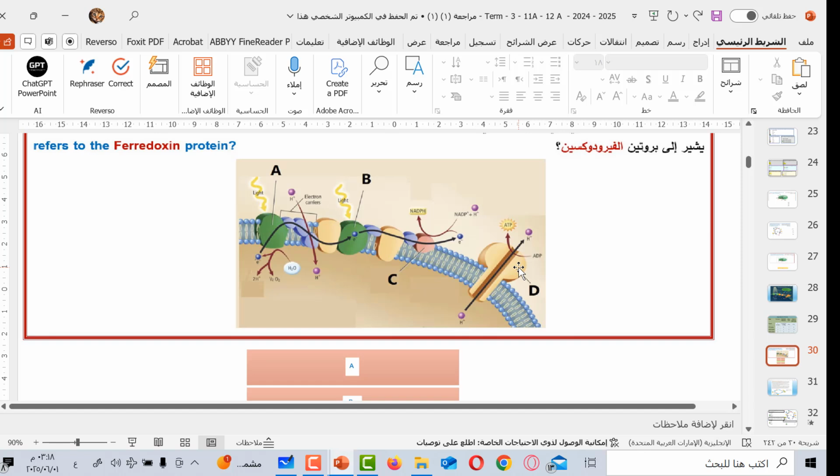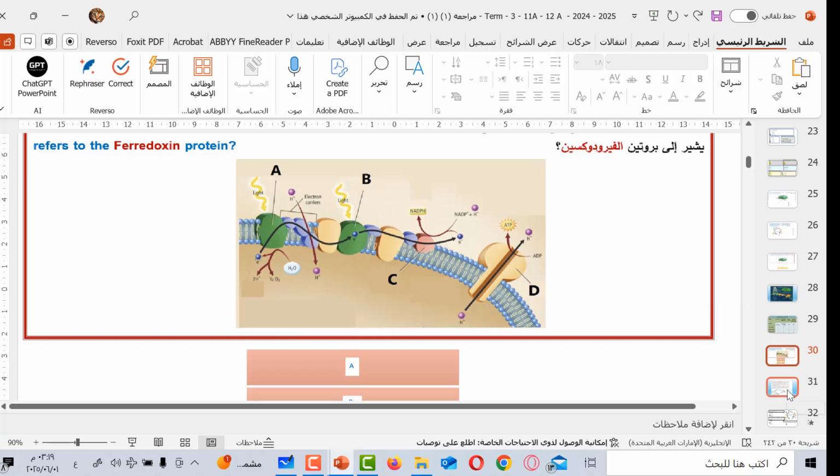ATP synthase, which uses the chemiosmosis of proton, from inside is high concentration and outside is small concentration. It uses this case to let the proton go and take the energy of the proton to build the ATP from ADP, or to make the ATP from ADP.